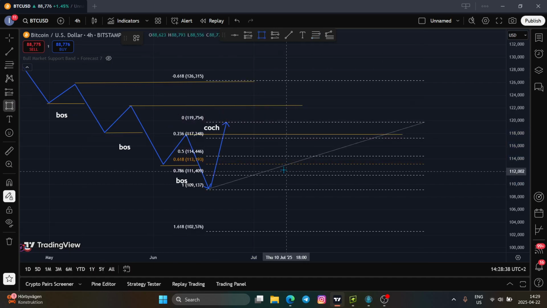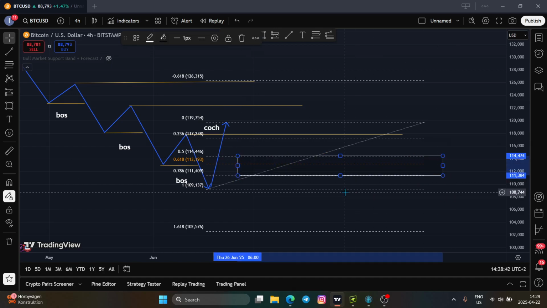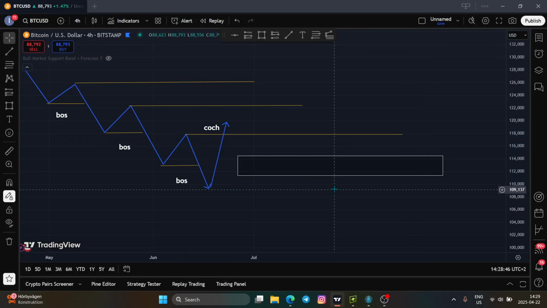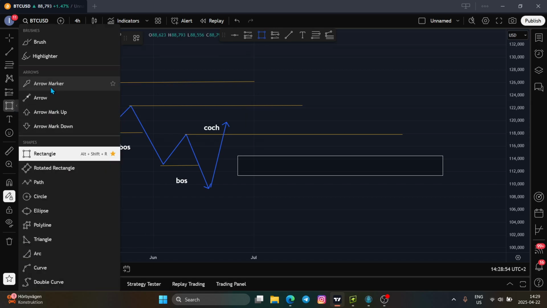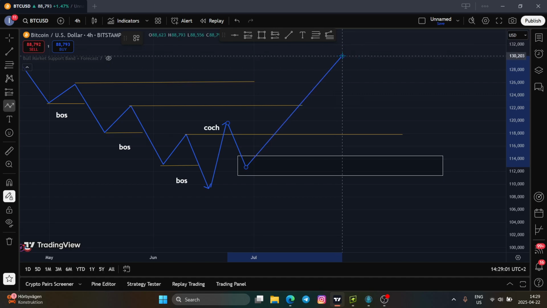So you can draw this area from 0.5 to 0.786 area, and you can slowly start buying when the price is going down, because you know there's a confirmation that price is going to go up now. So price comes down and continues up.